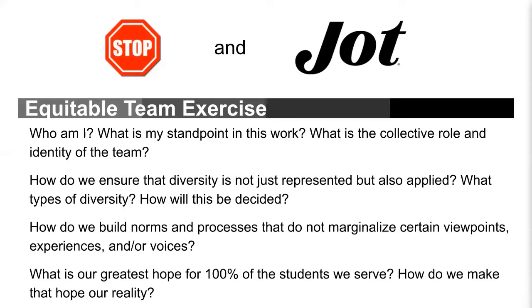How do you not marginalize the diversity or voices that are small in number? Reflect on your own experiences as a team and think about how unconscious bias inevitably affects the work. How will you build processes and knowledge to help the team with this in the continuous improvement process? Think about what your greatest hope is for 100% of the students in your building, the students that you serve, and how will you make that a reality?